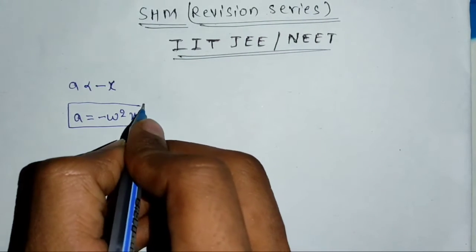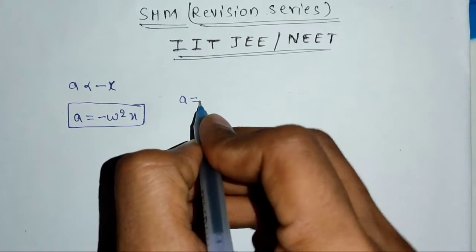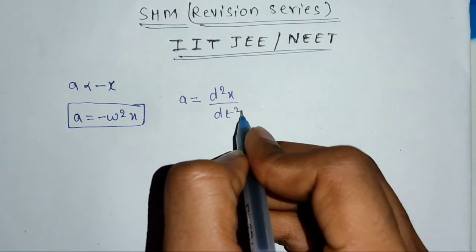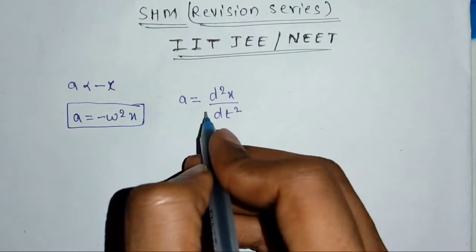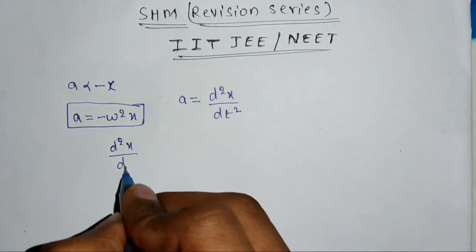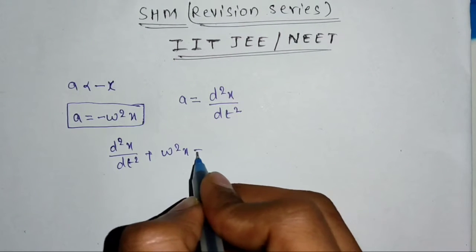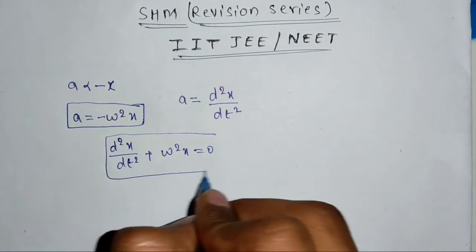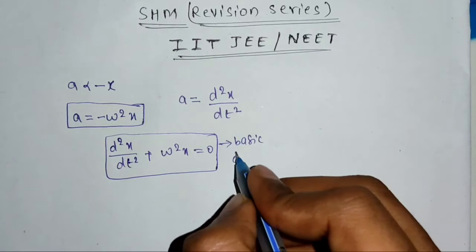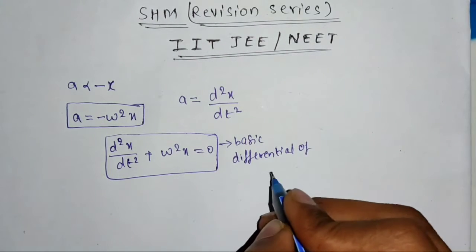This is the first formula. From kinematics, we know that a = d²x/dt². On substituting this, d²x/dt² + ω²x = 0. This is the basic differential equation of SHM.